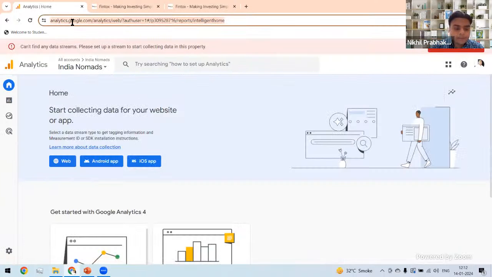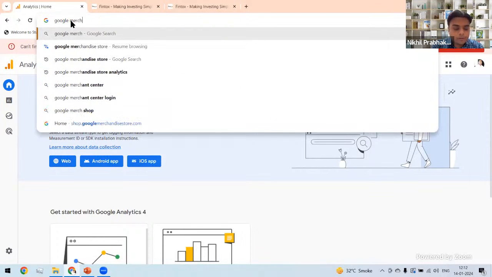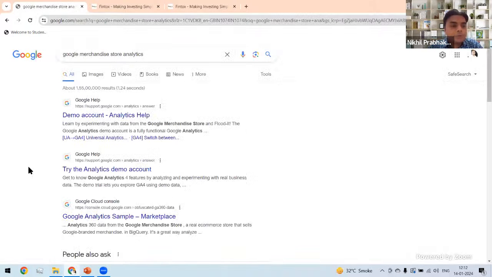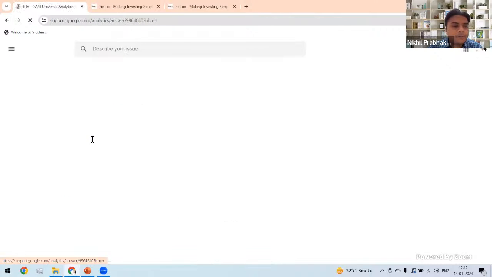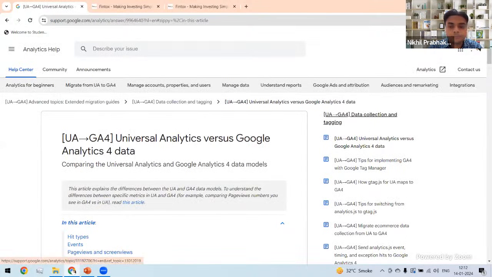Let me do one thing. Let's go to Google Merchandise Store. So basically, there is a demo account which Google has provided for those people who want to learn about Google Analytics. You can actually go to this demo account and expect and kind of check about it. Okay, so let's see if I'm able to show it to you over here.